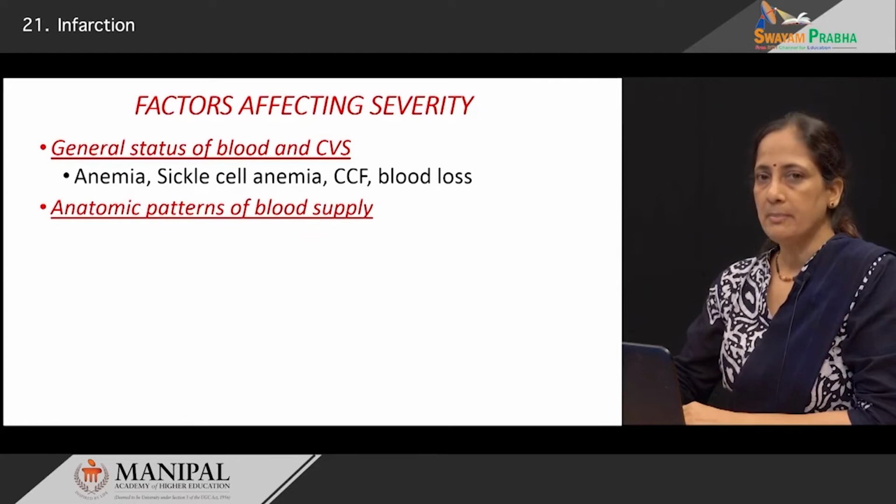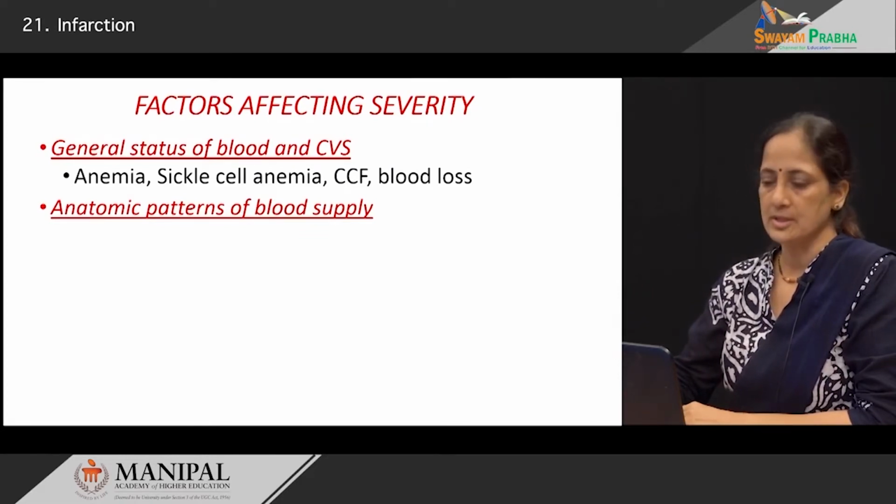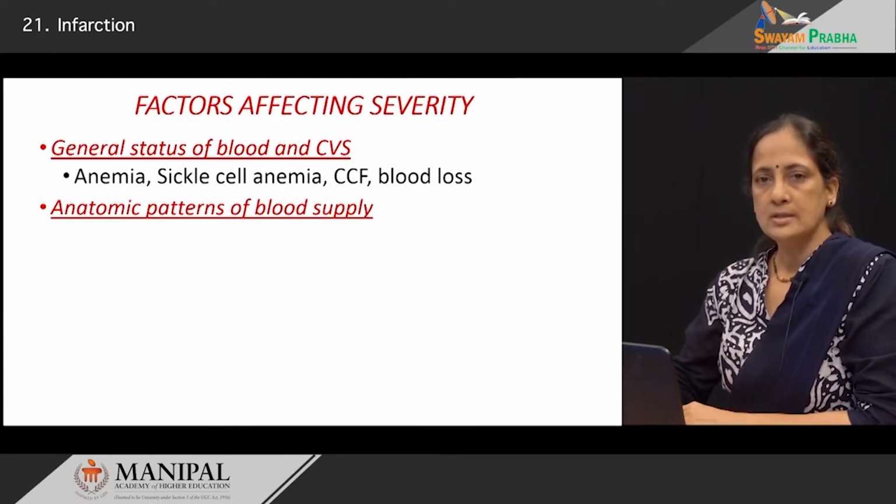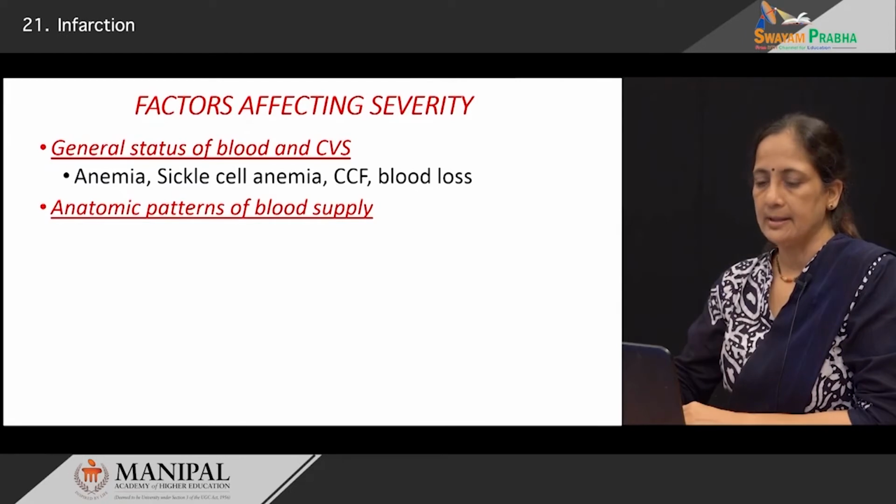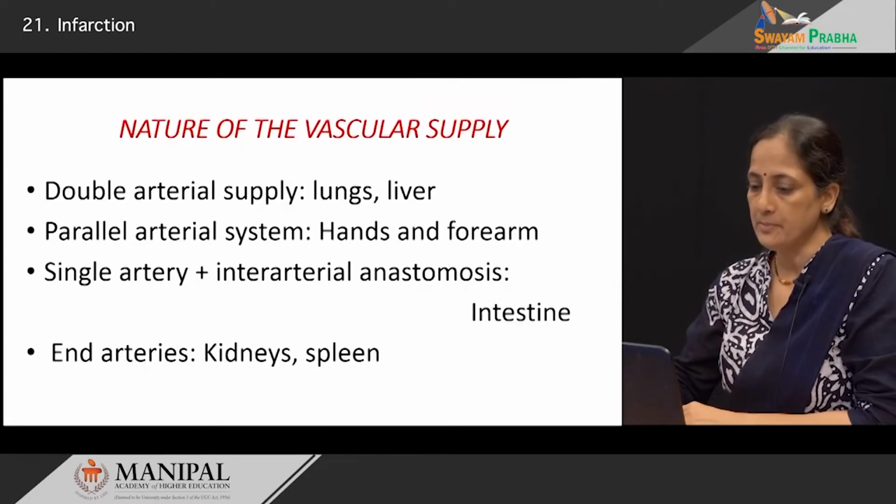The anatomic patterns of blood supply of various tissues also predispose tissues to infarction. For example, organs which have dual blood supply like the liver and the lung are relatively protected. Parallel arterial systems as seen in the hands and forearm also prevent infarctions, as the artery can be compensated by the other vessels present in the area.